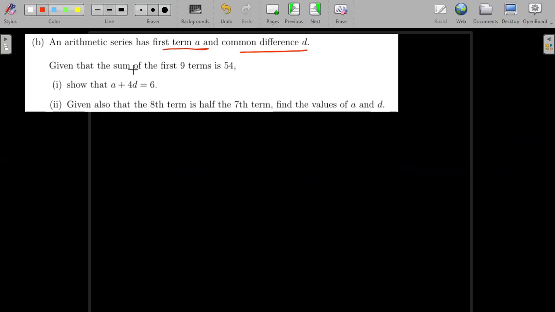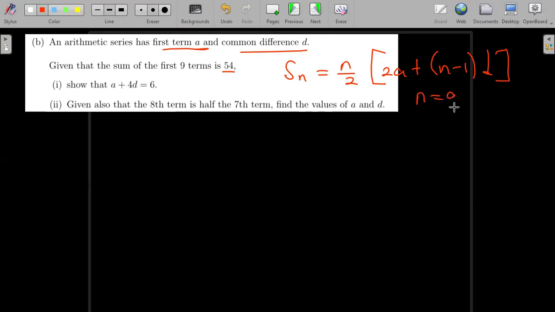Given that the sum of the first 9 terms is 54, show that A plus 4D is equal to 6. So remember the formula for the nth sum is equal to n over 2, and then inside I have 2A plus n minus 1, and then D. So we're going to use this formula here. They're saying, given that the sum of the first 9 terms, so meaning our n is 9. Okay, so sum 9 is equal to 54.